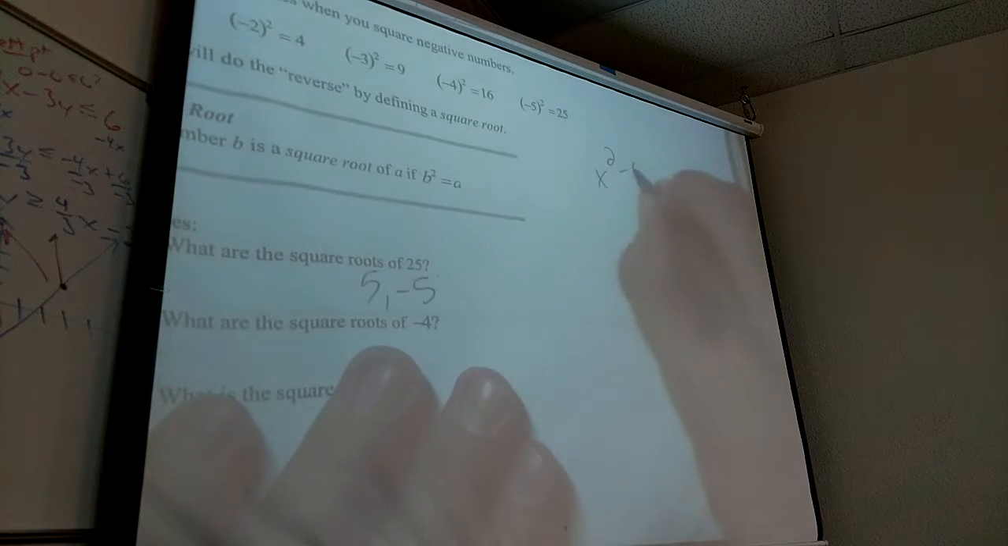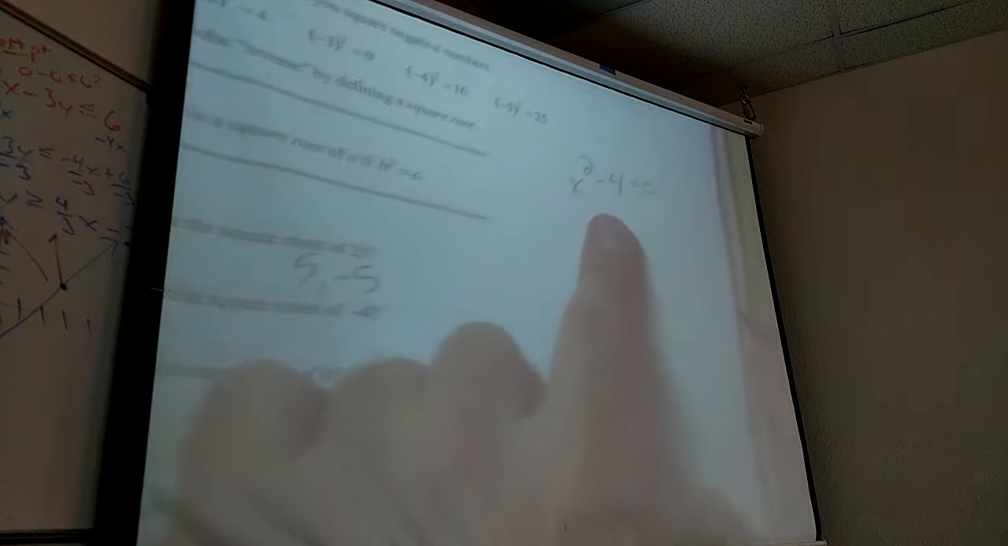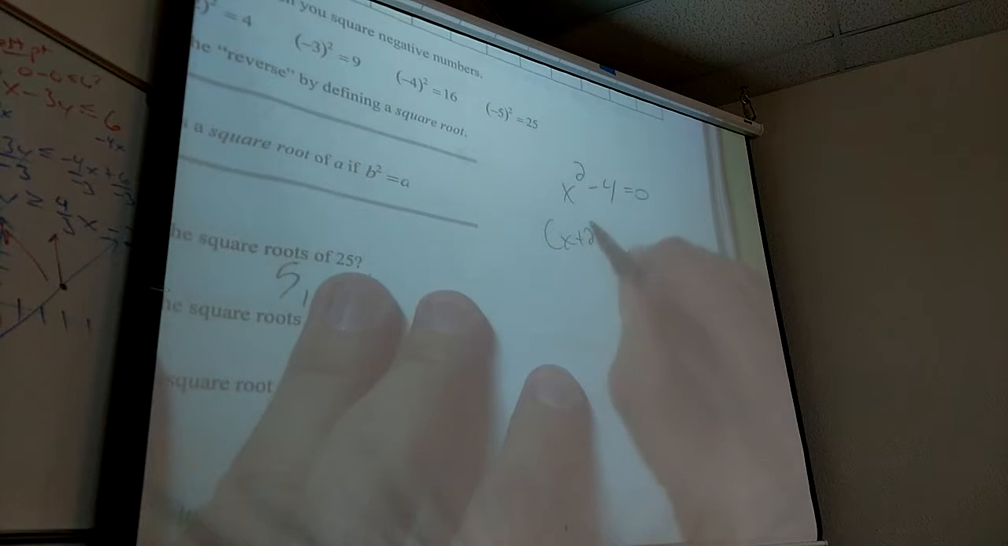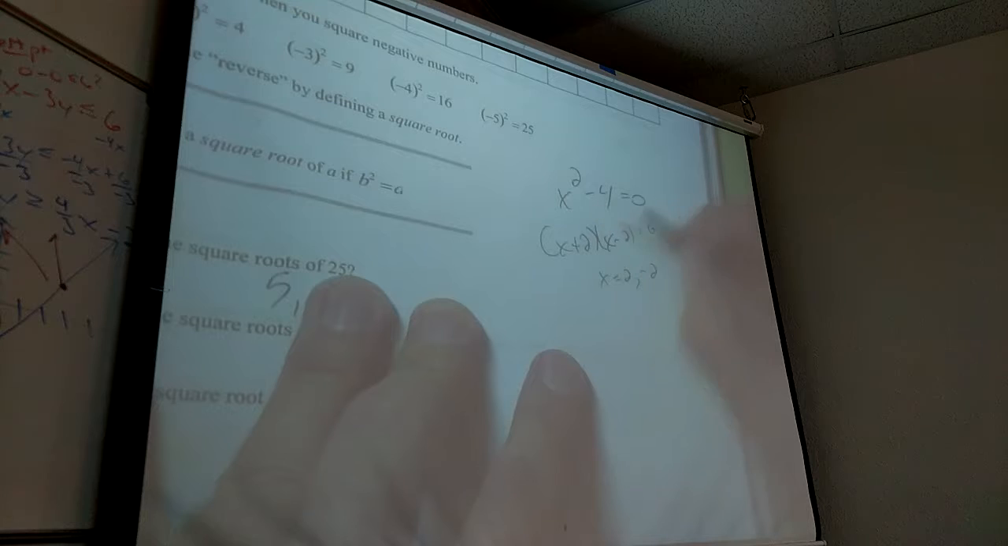Real quick, on the side. Can you solve this equation? Yes, because what can I do with this? Factor it. And then you get 2 and negative 2. Now look at another way to look at this. Couldn't I add 4 to the other side? And what do I square to get 4? 2 and negative 2. You guys with me?